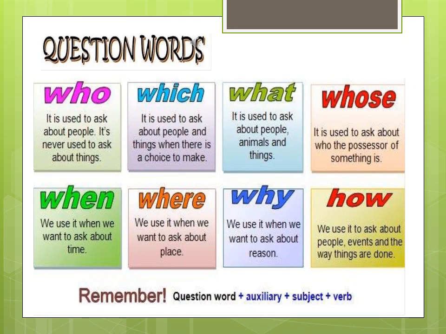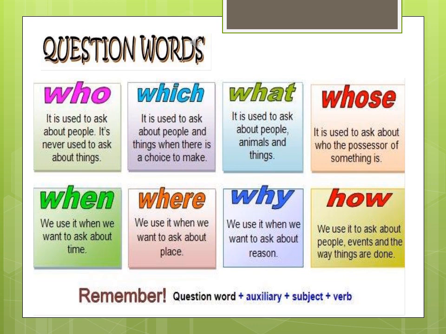Alright, here is a summary, a ملخص لquestion words. So who is used to ask about people. السؤال عن أشخاص. It is never used about things. Okay? Which is used to ask about people and things. يعني تستعمل لهما معا, when there is a choice to make. يعني عندما يكون اختيار, عندنا ثلاث أشياء أو ثلاث أشخاص ونريد أن نختار واحد منهم. Which one or which thing?